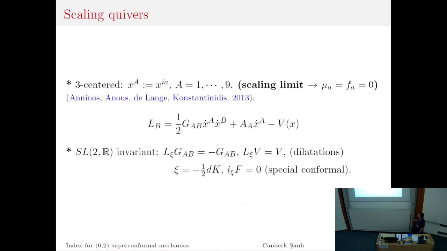All right, so it is actually very simple to prove the conformal invariance. This is the three-center case. These people just studied the three-center case in the first paper, and you can recast. So this is just the bosonic piece of the Lagrangian.